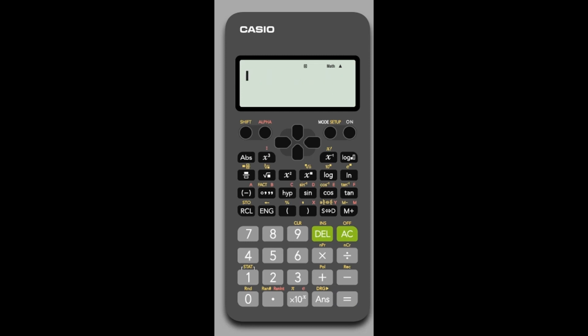All right, we're going to do a problem here on this Casio FX 8285 simulator. So it's going to be 50 plus 10 times 0 plus 7 plus 2 equals, and the answer is 59.